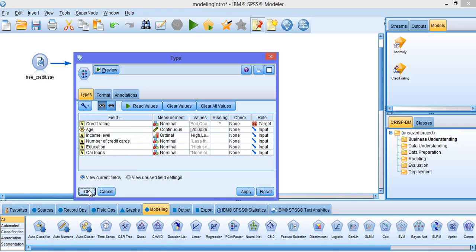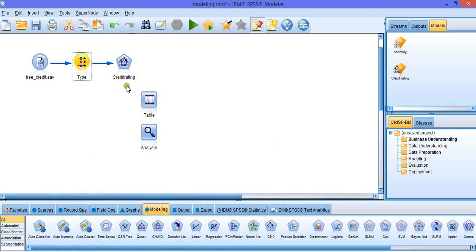Okay. Those are our fields, and we have our measurement levels. I just used the SPSS Modeler to read the data, and it determines the measurement level according to the records. Most of the time it's very accurate, and if you need to, you can do some adjustments, but for now it looks okay. Since we put our target as credit rating, here we can see in our model, the credit rating is the target field.